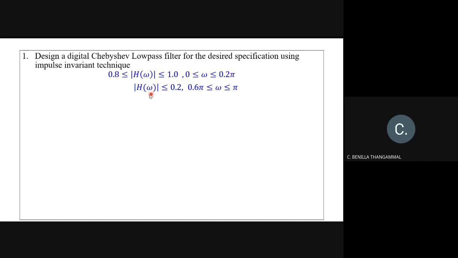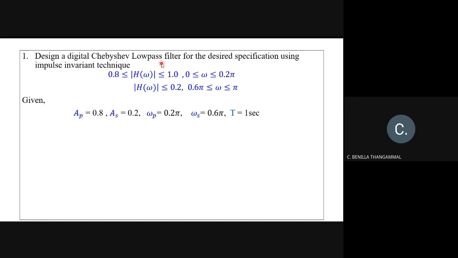And modulus of H of omega less than or equal to 0.2 or 0.65 less than or equal to omega less than or equal to pi. So first we have to get the 5 parameters from the problem statement here. So the 5 parameters are AP, AS, omega P, omega S and T.